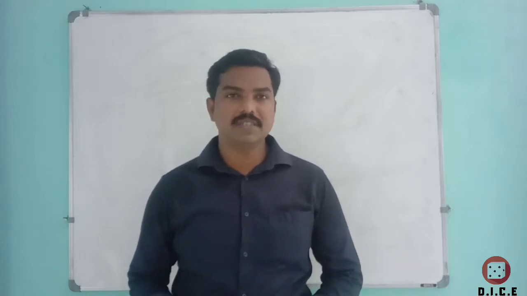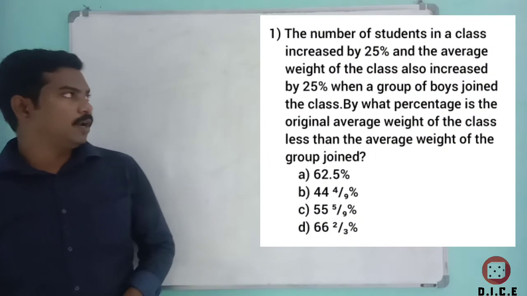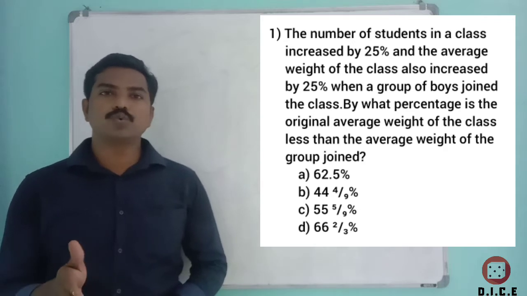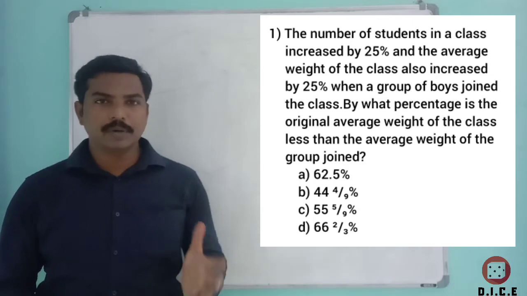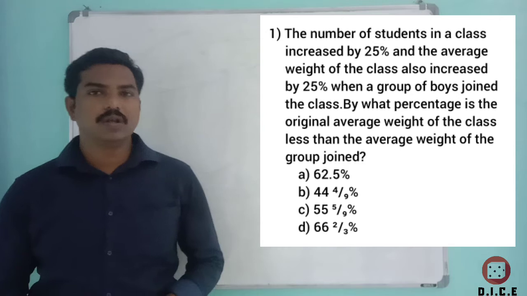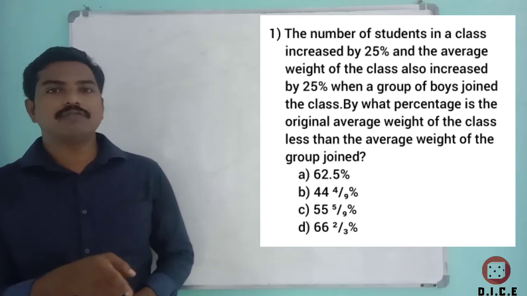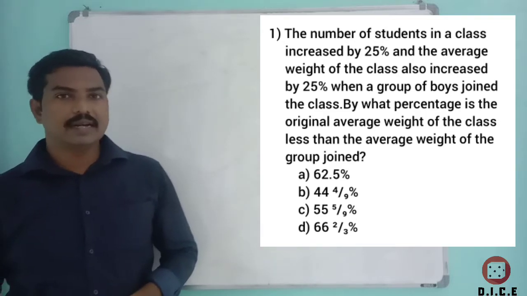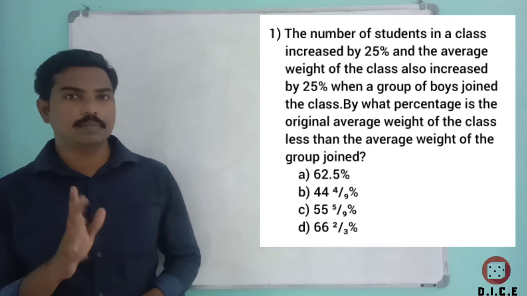In part 5, you'll see the very first question. The meaning of the question is that a class's strength is increased by 25% when a group of students joined, and the average weight of the class also increased by 25%. Now he's asking, the average weight of the class is what percent less than that of the group of boys who joined? If you go through the question, you can get that meaning. So kindly go through the question, and once you know the question, then try to attempt it.